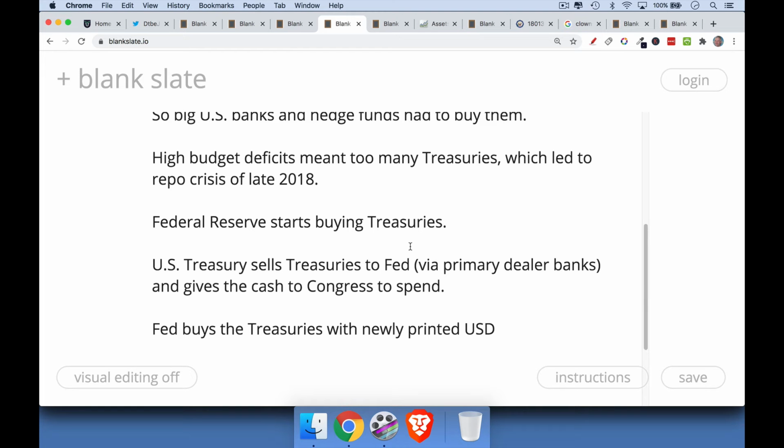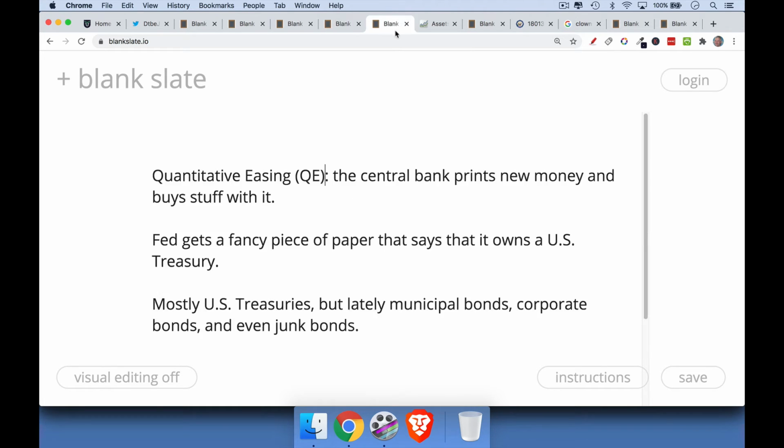Now, the way this works is the U.S. Treasury, which is part of the federal government, sells these government bonds to the Fed via primary dealer banks, which we'll talk about in a minute. This is Goldman Sachs, Cantor Fitzgerald, etc., and then gives that cash to Congress to spend. And as we said, the Fed buys this government debt with newly printed U.S. dollars. So the way this works, the central bank, in this case the Fed, this is called quantitative easing.